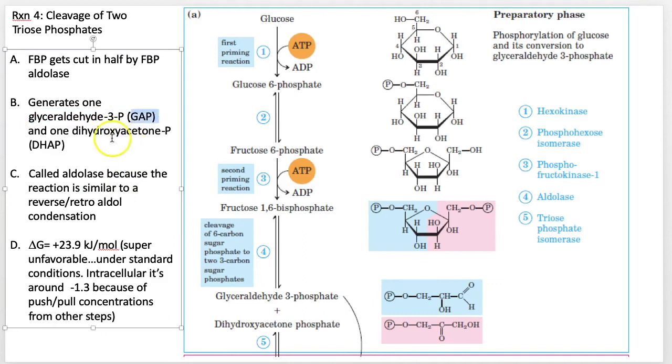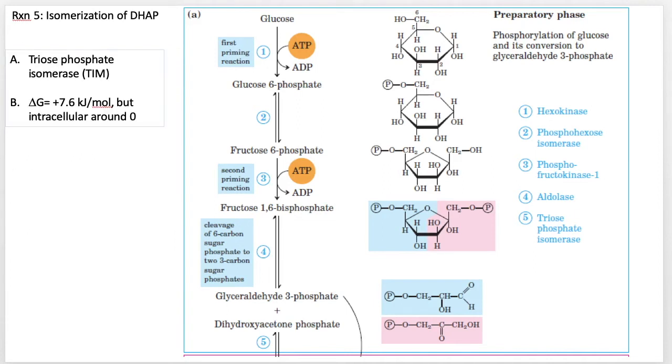Anyway, so we made a GAP and a DHAP, and we need to turn dihydroxyacetone phosphate into GAP. See, I almost called it G3P again. So how are we going to do that? Well, we need to move some stuff around, and we're going to use an isomerase to do that again. Earlier we used an isomerase to change our glucose into a fructose. So we're just going to move things around, and under intracellular conditions, we can basically do that for free, kind of. So we're going to use triose phosphate isomerase, or TIM.